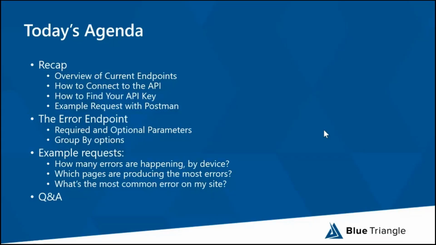And then finally, we're going to talk about some examples, some real-world applications of using the API to answer questions like how many errors are happening by device, desktop, mobile, and tablet, which pages on my site are producing the most errors, and what's the most common error. So we'll walk through how to build the API request JSON for answering each of those questions.